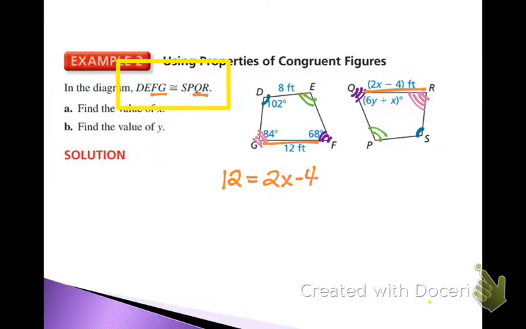And then we solve. What do we do next to solve our problem? Add 4. Yep. 16 equals 2x. Divide by 2, and what does x equal? 8. That's one of our answers.